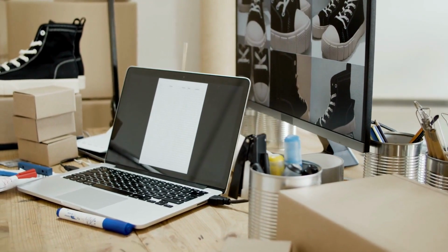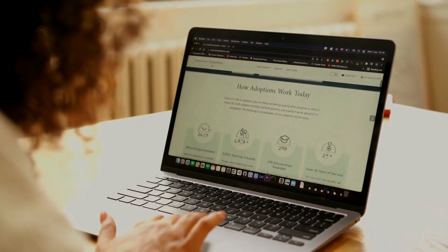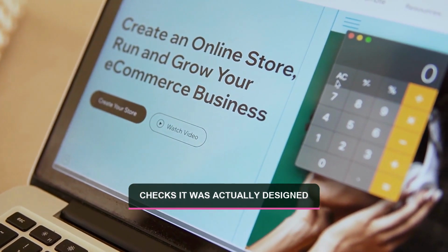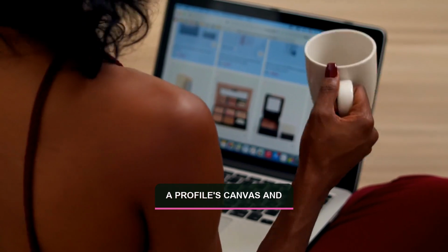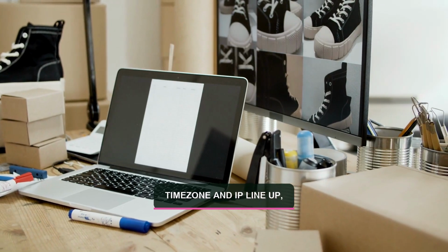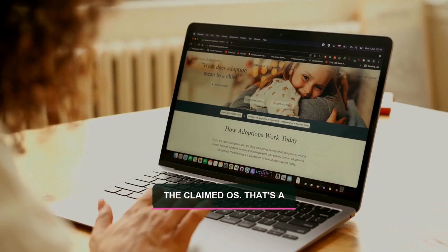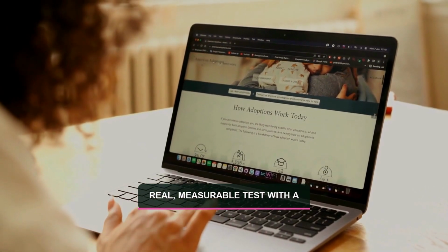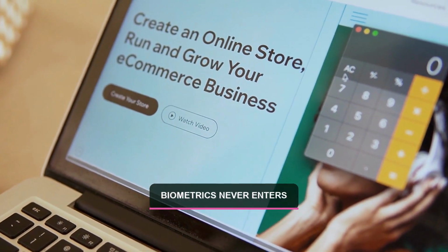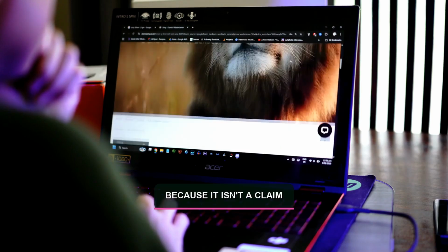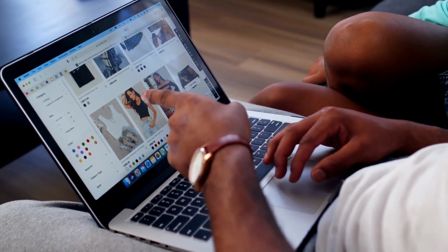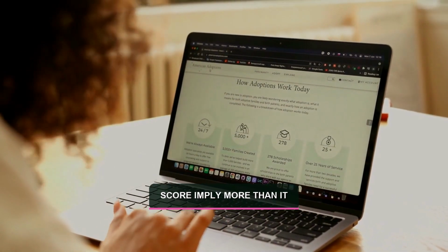When I test the browsers for my reviews, I'm checking how well they hold up against the fingerprinting checks they were actually designed to beat: consistency across a profile's canvas and WebGL output, whether the time zone and IP line up, whether the font list matches the claimed OS. That's a real, measurable test with a pass or fail result behind it. Behavioral biometrics never enters that scorecard for any tool because it isn't a claim any of them are making, and I'd rather say that plainly than let a good fingerprint score imply more than it does.